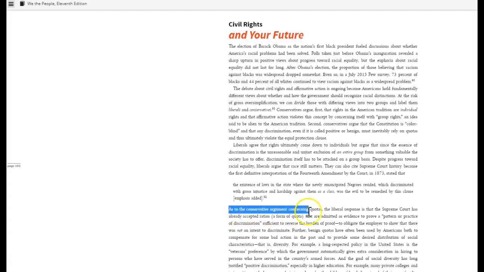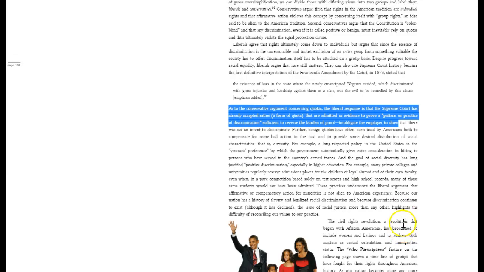It seems to be arguing the liberal side as to this argument concerning quotas. Liberal response is this, and so on and so forth.